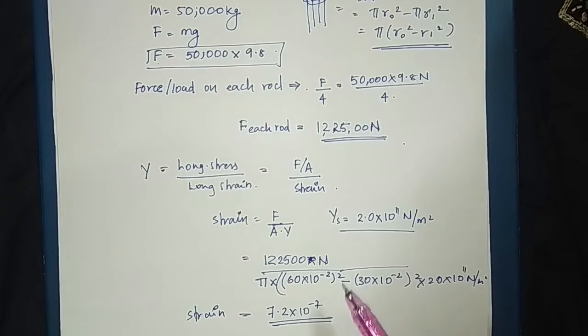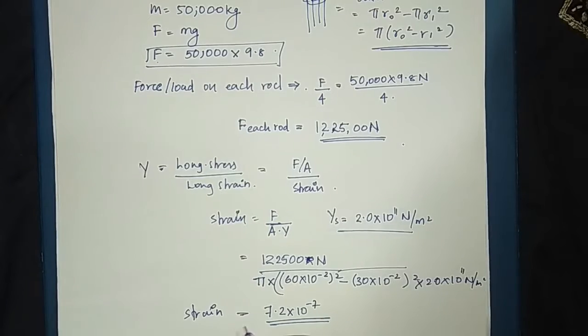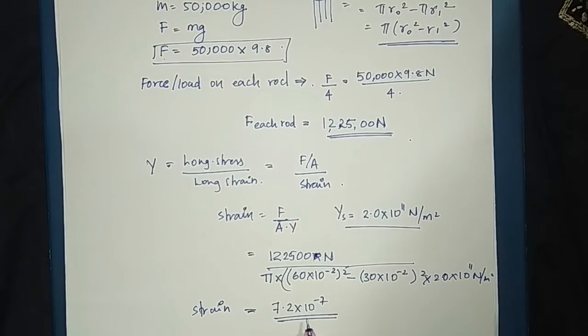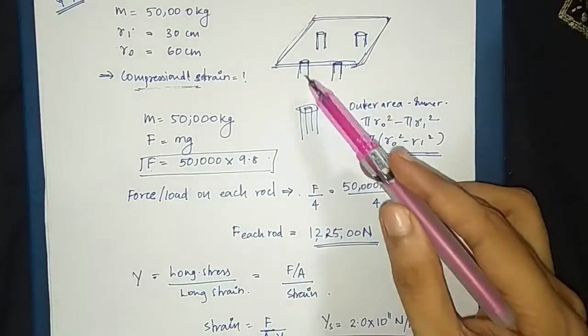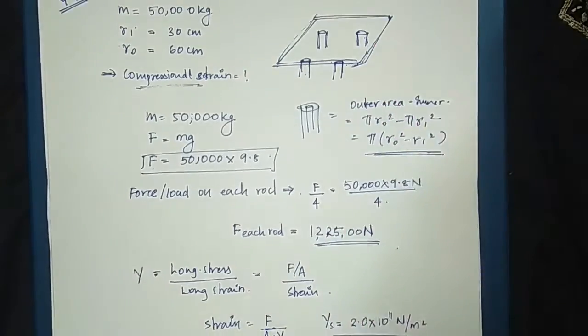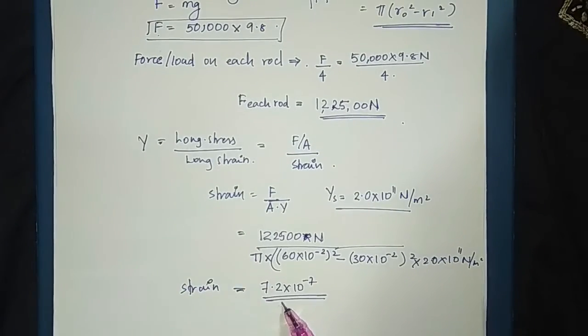The strain is a division of lengths, so it is a unitless quantity, and for this problem it is 7.2 into 10 raised to minus 7. So the strain on each cylinder will be given by this value.